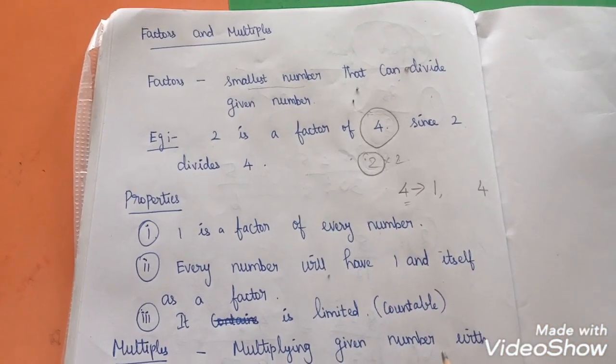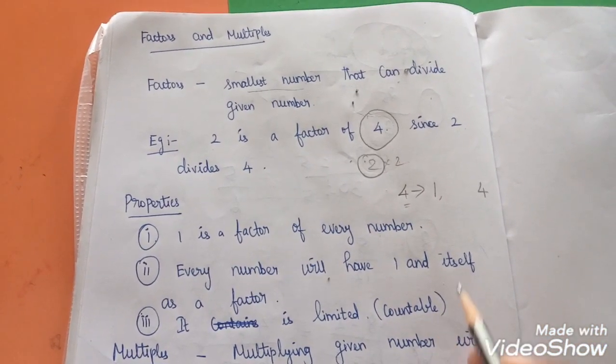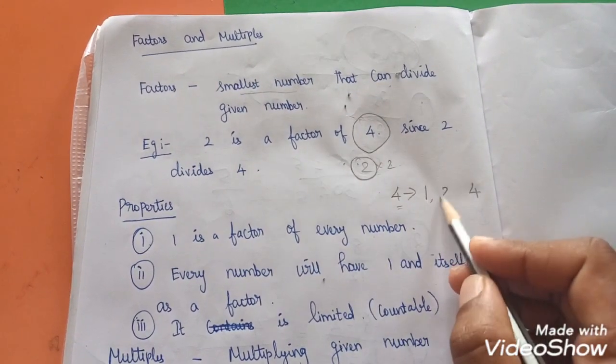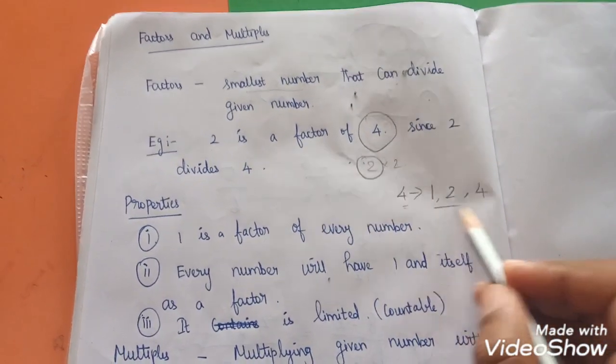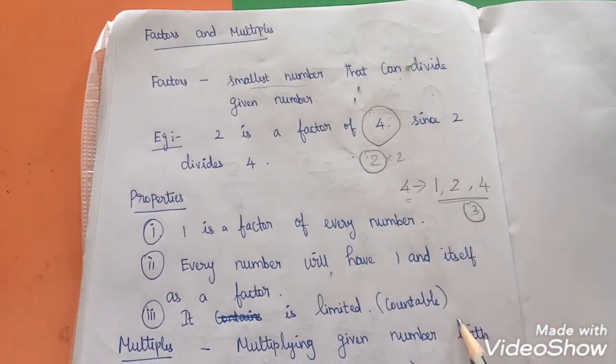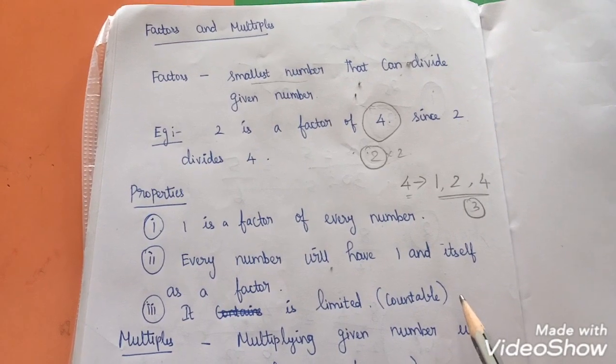And the third point, it is limited. Limited in the sense factors can be counted. So 4 comes in the 1 table, and 2 and 4. That means it will contain 3 factors. So it is countable. That's what the third point represents.